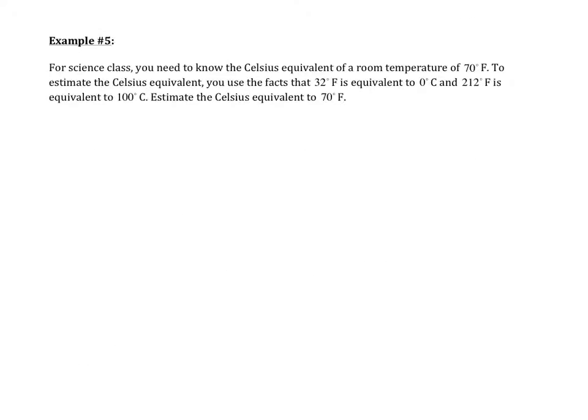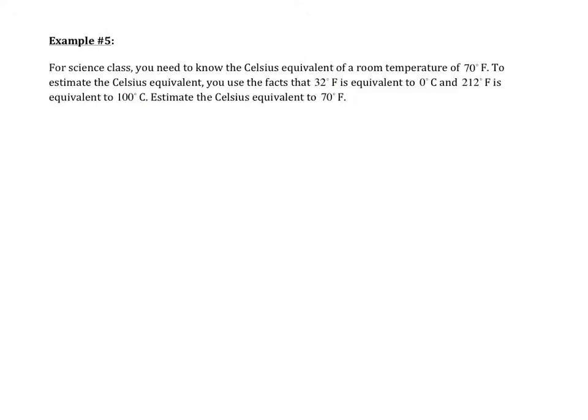For science class, you need to know the Celsius equivalent of a room temperature of 70 degrees Fahrenheit. To estimate the Celsius equivalent, you use the facts that 32 degrees Fahrenheit is equivalent to 0 degrees Celsius and 212 degrees Fahrenheit is equivalent to 100 degrees Celsius. Estimate the Celsius equivalent to 70 degrees Fahrenheit. Let's take a look at what we were actually given. We were given that 32 degrees Fahrenheit is equivalent to 0 degrees Celsius. And we were also given that 212 degrees Fahrenheit is equivalent to 100 degrees Celsius.